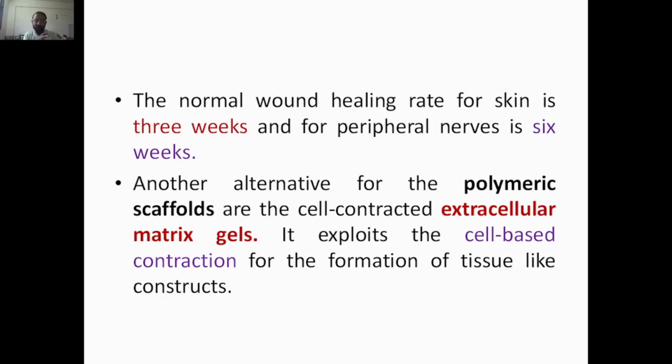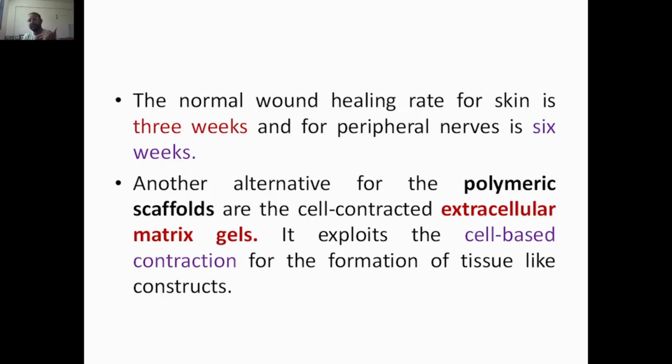If you are talking about the normal wound healing process of the skin, then the degradation should be tested for 3 weeks. That is one thing. And for the peripheral nervous system, the peripheral nerves, it should be 6 weeks. Another alternative for the polymeric scaffold is the cell contracted extracellular matrix gels.